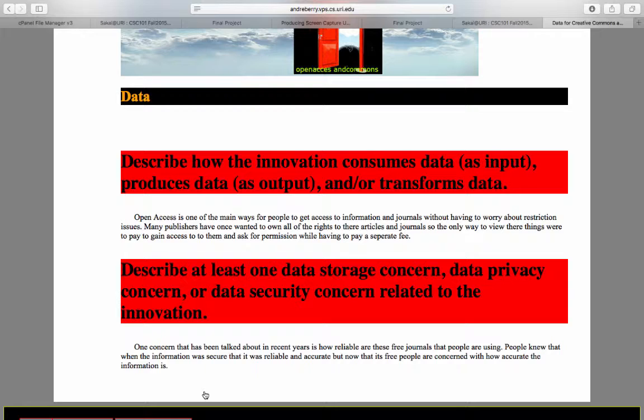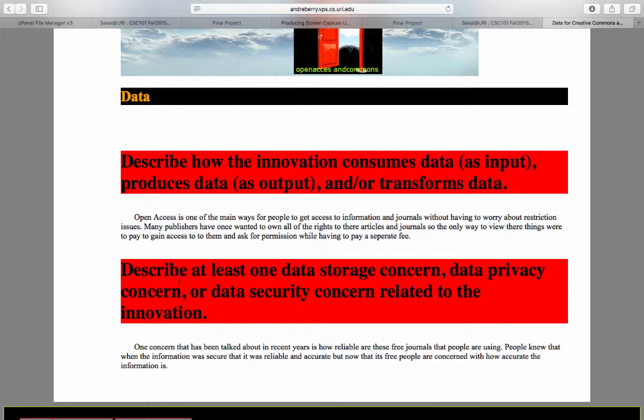Open access is one of the main ways for people to get access to information and journals without having to worry about restrictions. Many publishers once wanted to own all the rights to their articles and journals, so the only way to view their things was to pay to gain access to them and ask for permission, while also having to pay an additional fee. And now that's helping us because you're saving money, you're getting information that's reliable, helpful, and most of the time always true.